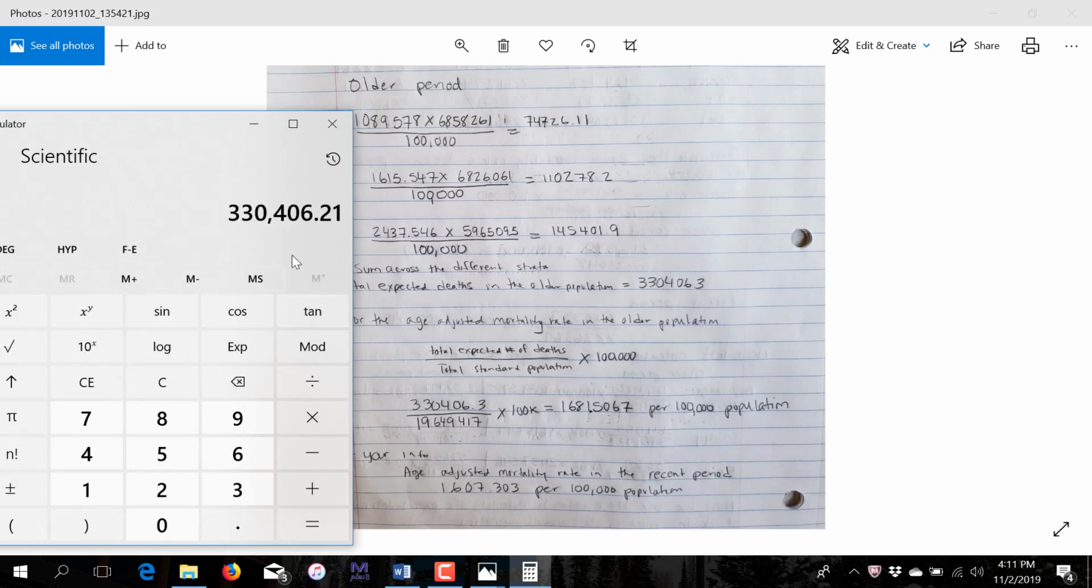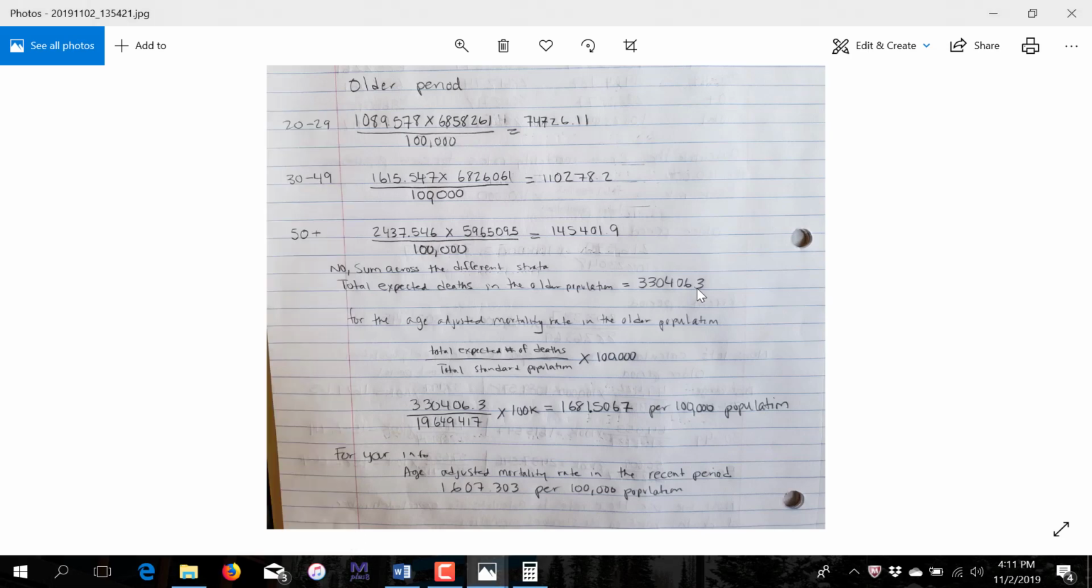330,406.21. I had 0.3 here because I was using a different calculator, so there should be a little period here. Let's remember that, so it's not 3 million. It's 330,406.3. Okay, finally, we're going to calculate the age-adjusted mortality rate.